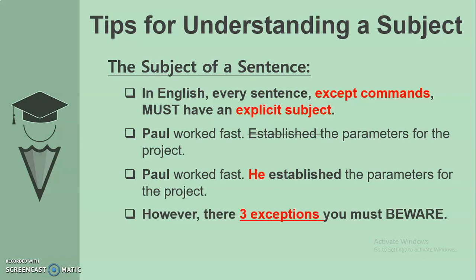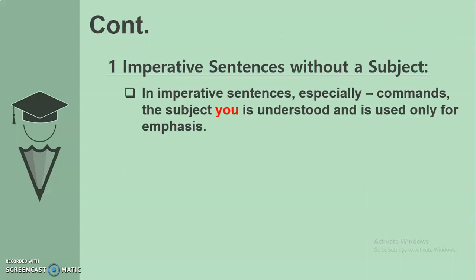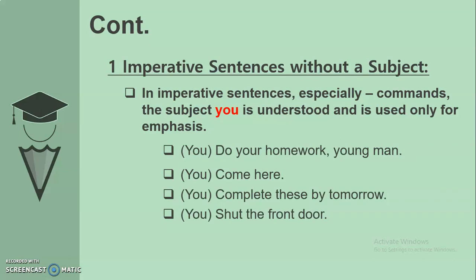However, keep this in mind: there are three exceptions where you must be aware, because we don't always have subjects in sentences with these three exceptions. The first is the imperative sentence without a subject. In imperative sentences, especially commands, the subject you is understood and is used only for emphasis. As you can see from these examples: do your homework, young man. Come here. Complete this by tomorrow. Shut the front door. These sentences are imperative, and we don't put the subject in front of them because it's already understood, even if it is hidden.